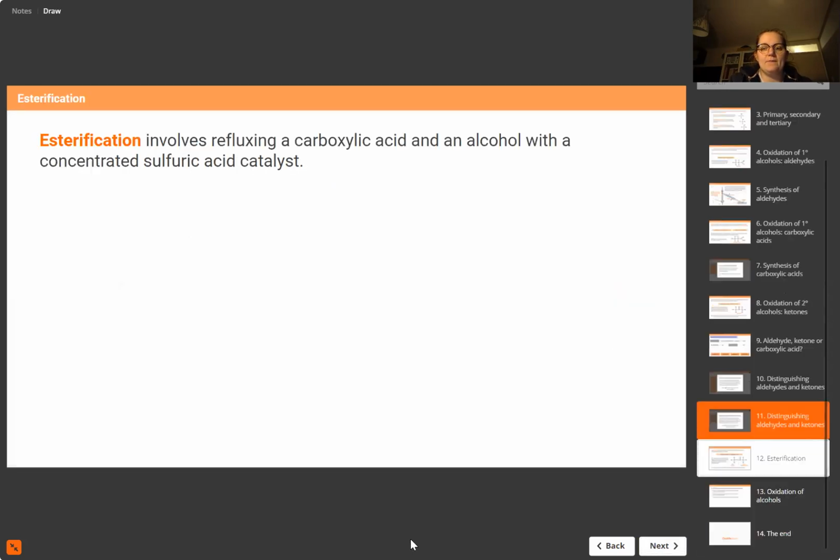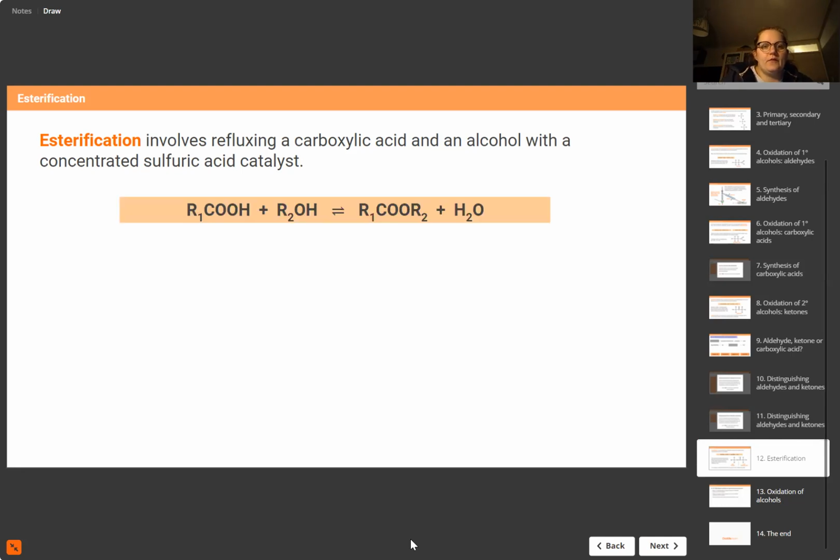Finally, in this little bit, we're just going to look at esterification of alcohol. Esters are another organic compound. We've actually covered a lot with alcohols. We covered alcohols, then aldehydes, ketones, carboxylic acids, and here are esters. Esterification involves refluxing a carboxylic acid and an alcohol with a concentrated sulfuric acid catalyst. So we've got our alcohol here, our carboxylic acid here, and then we form an ester and water.